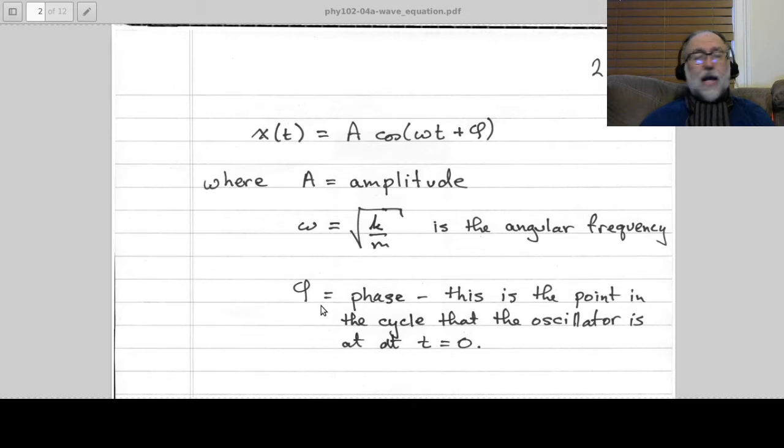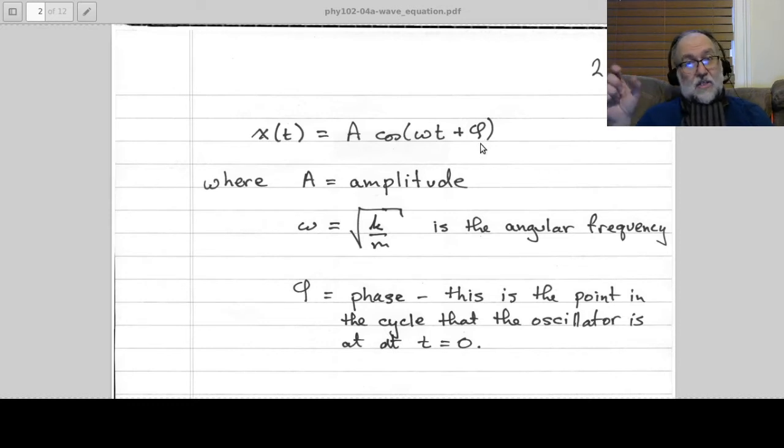Okay, and then this phi, I just put it in there for completeness. We didn't use it last semester, but it's basically the phase. Okay, you might say to me, well, why did you pick the cosine? Why didn't you use the sine there? And you can, and it would work out just fine. You could differentiate this twice and it would still fulfill it. You go, well, why cosine and not sine?